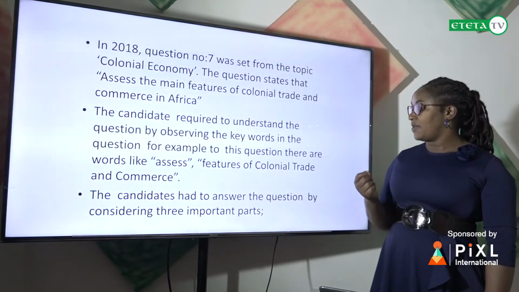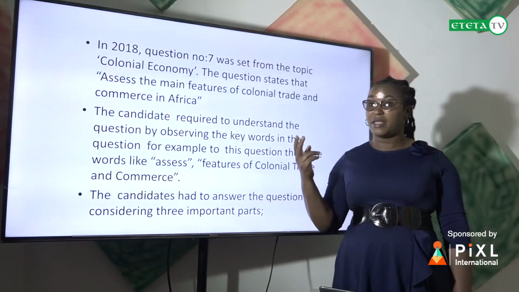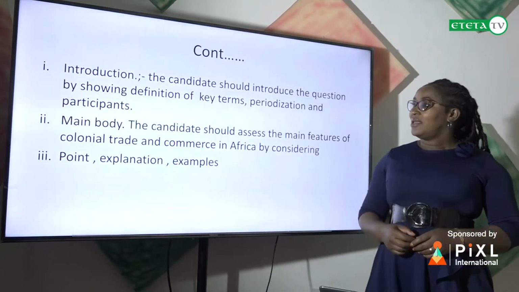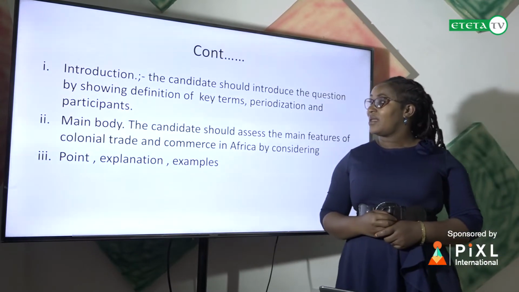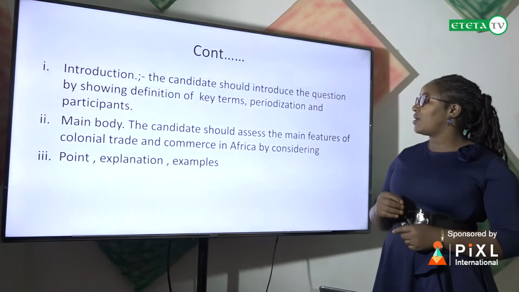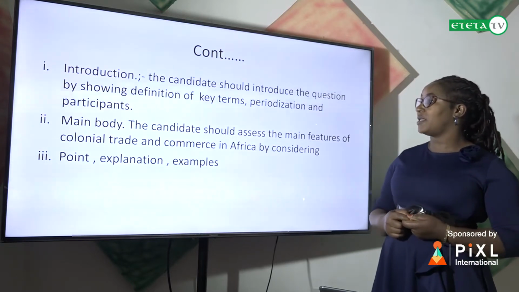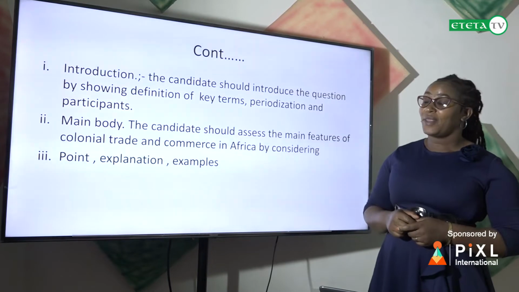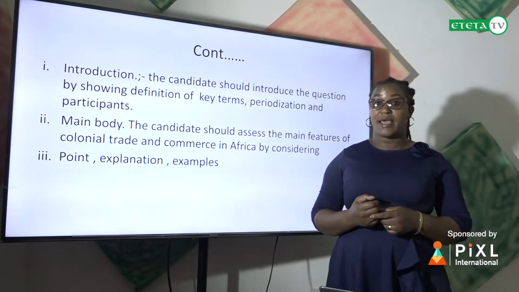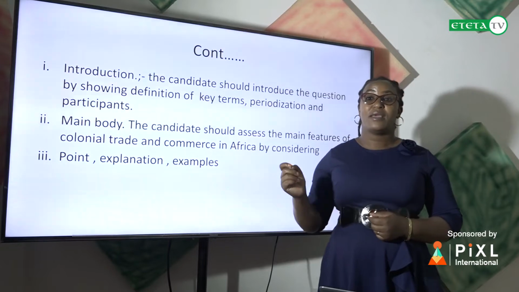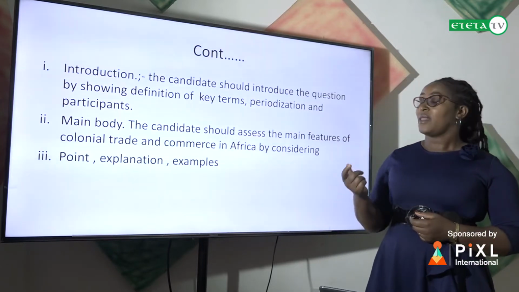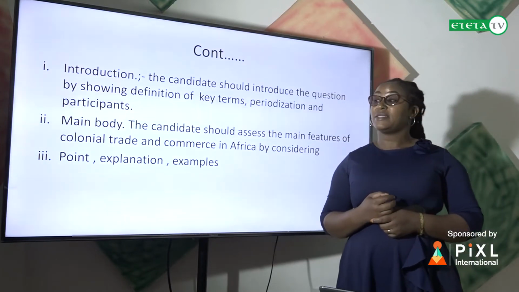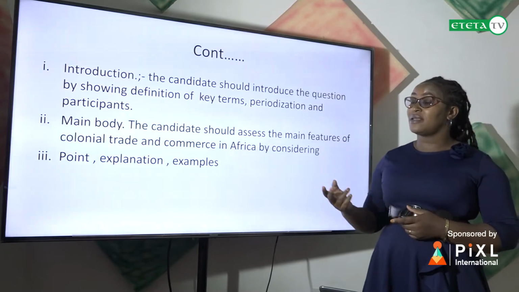The candidate had to answer the question by considering 3 main parts. The first part is the introduction. Under this part, the candidate should introduce the question by showing the definition of key terms, periodization, and participants. According to our question here, the key term to define is colonial trade and commerce. Then the periodization should be the 19th century, and the participants mainly here are the Asians and Africans.